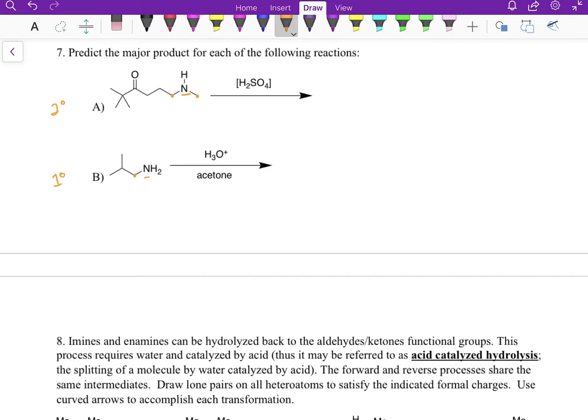So if we look at the previous mechanisms, we'll see that enamines do not have the double bond attached directly to the nitrogen. It's actually on the original carbonyl carbon and the adjacent carbon, versus a primary, which is going to have the double bond directly on the nitrogen. So if we think about that, then we can quickly get an answer.